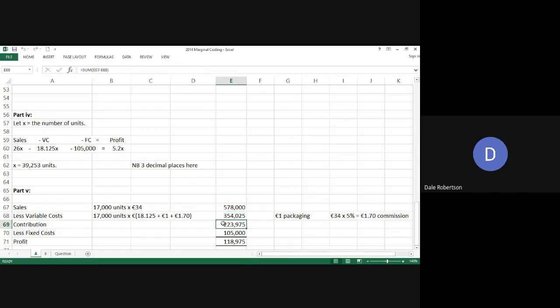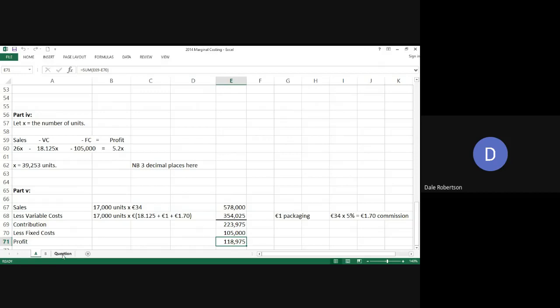And then you get your contribution, and your fixed costs never change, and that's going to be a very good increase in profits there, because our profit was 85,000, it's now 118,000, because of course you're selling more of them at a higher sales price. And while we do have some extra costs, not enough to affect the increase in selling price.